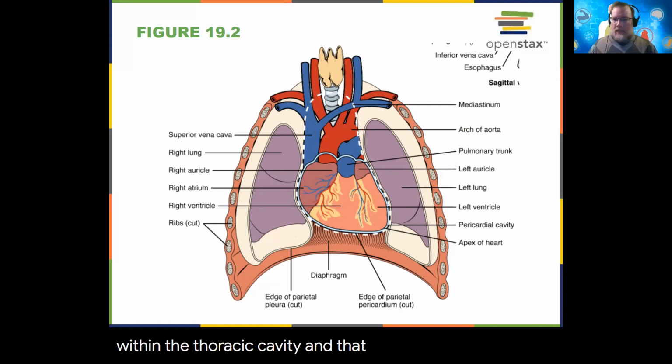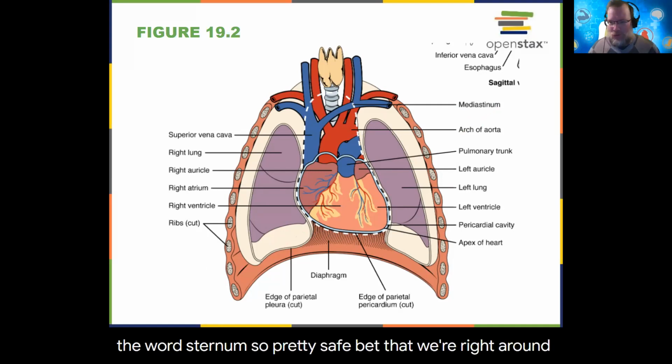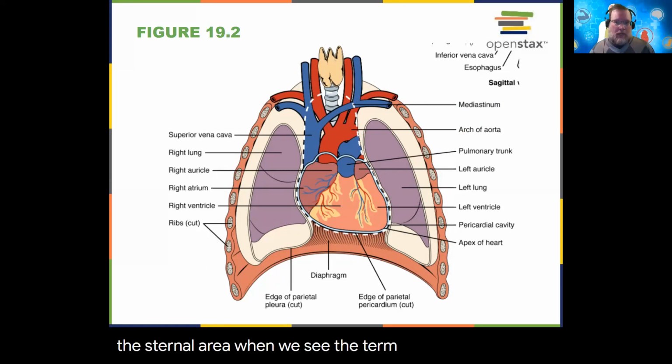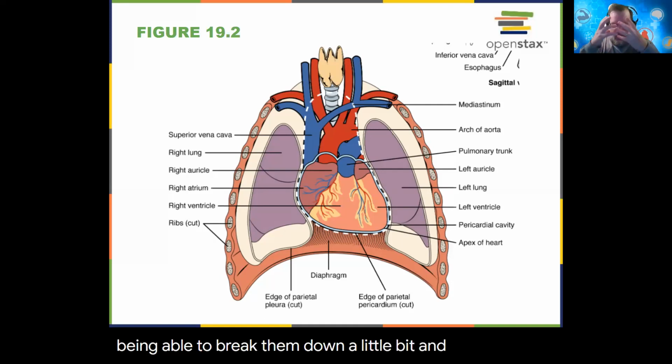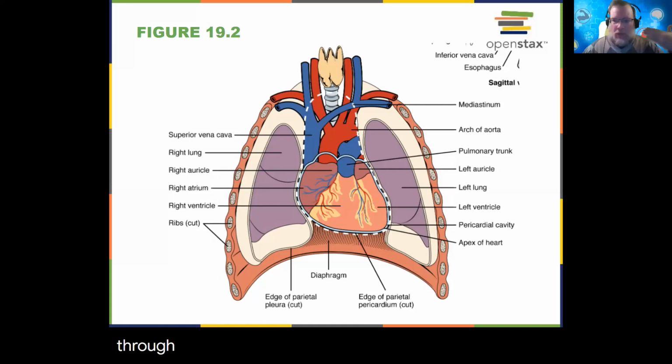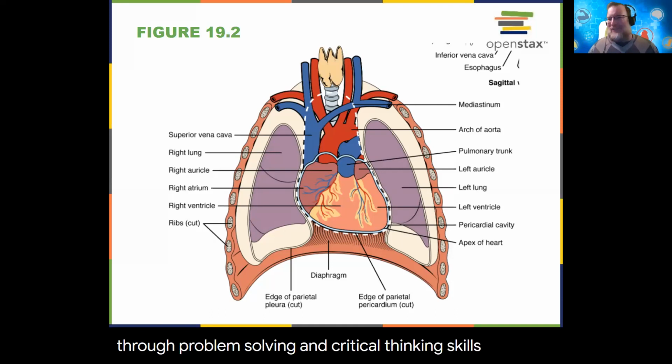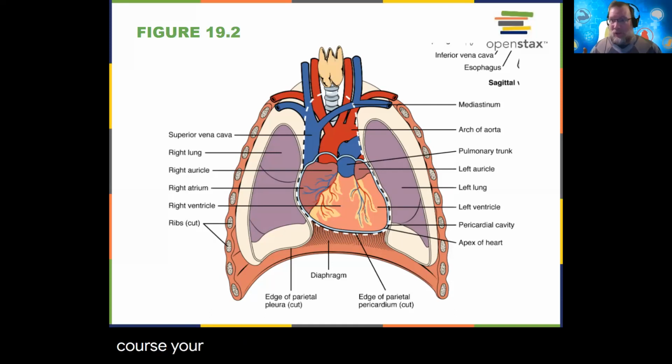And that mediastinum, media, right, means down the middle. Stinum probably sounds a lot like the word sternum. So pretty safe bet that we're right around the sternal area when we see the term mediastinum. Because that's really the name of the game, right? With A&P, it's seeing terms, being able to break them down a little bit and conclude through problem solving and critical thinking skills, and of course your memory of where you've seen these before.